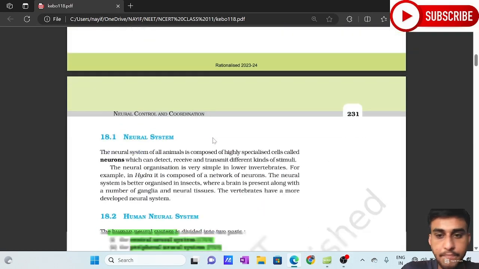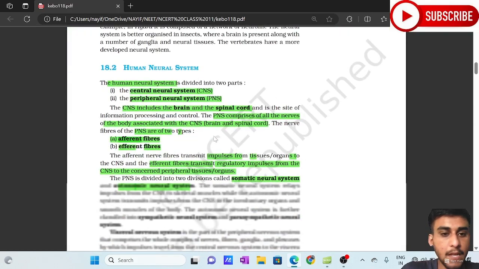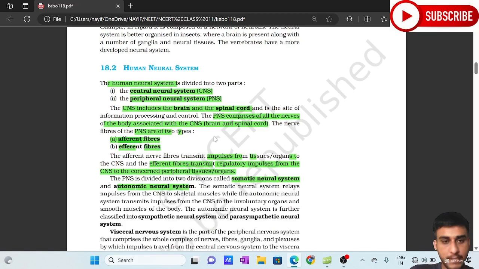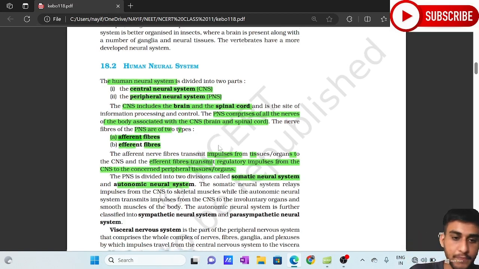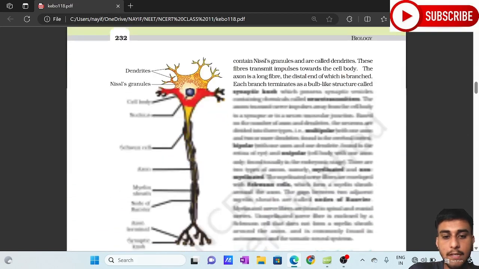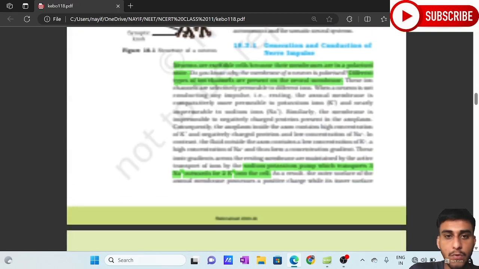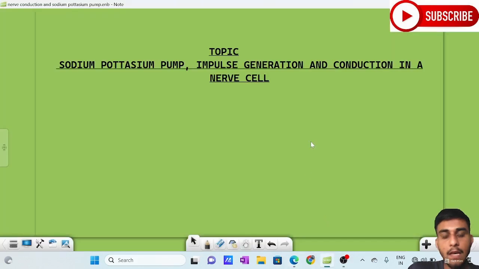Look, human neural system. I will say briefly that the human neural system consists of two major parts: the CNS, the central nervous system, which consists of the brain and spinal cord, and the peripheral nervous system, which contains the nerves that conduct signals from the organs to the brain and from the brain to the organs. This is the area we are going to deal with in this lecture. So let's go to the lecture. First, we will study what a nerve cell actually is.